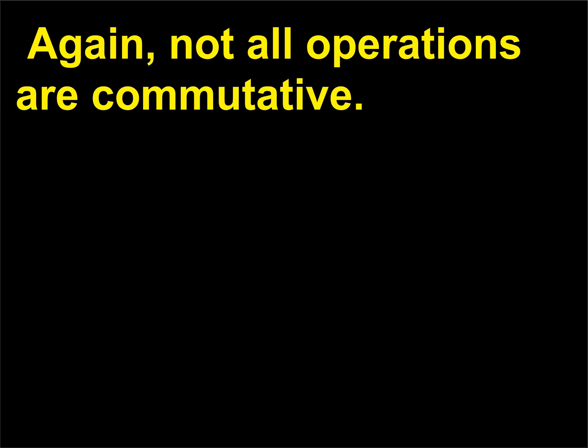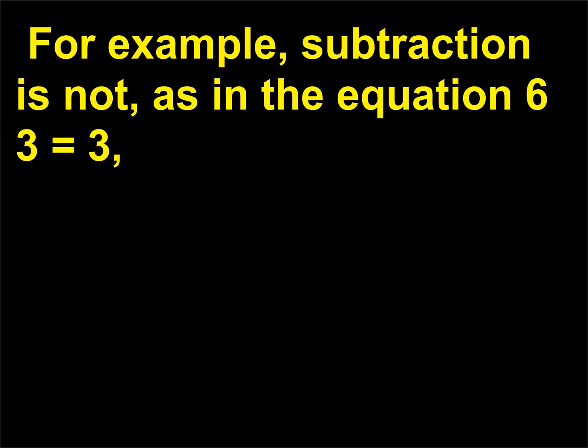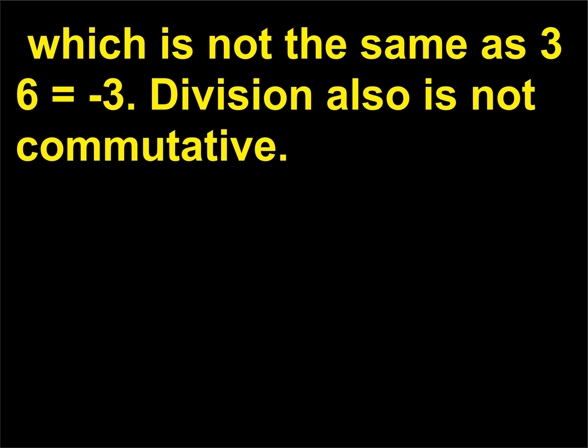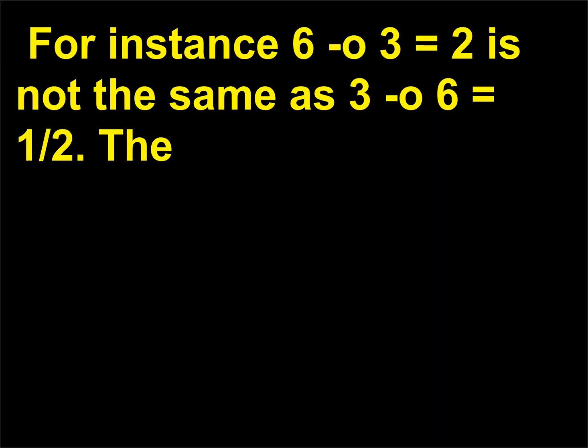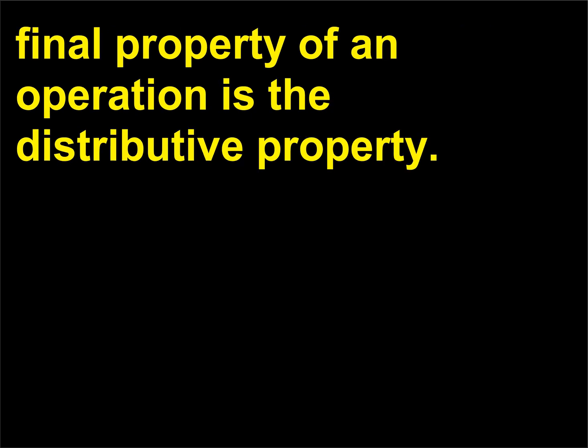Again, not all operations are commutative. For example, subtraction is not, as in the equation 6 - 3 equals 3, which is not the same as 3 - 6 equals minus 3. Division also is not commutative. For instance, 6 ÷ 3 equals 2 is not the same as 3 ÷ 6 equals 1/2. The final property of an operation is the distributive property.